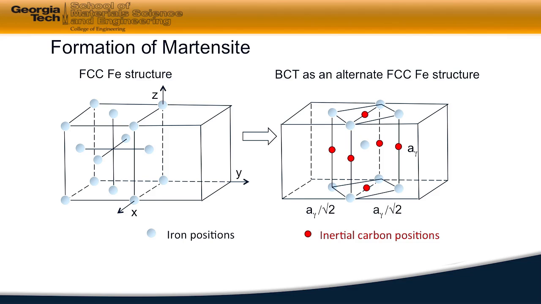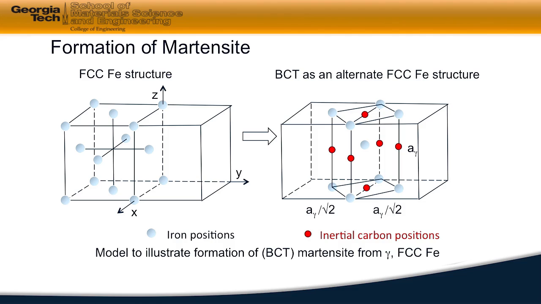So that represents our unit cell, which is tetragonal, because along that base we have a gamma over the square root of 2 for those two dimensions, and then a gamma perpendicular to that plane. So that's our BCT alternative to the FCC austenite distribution.